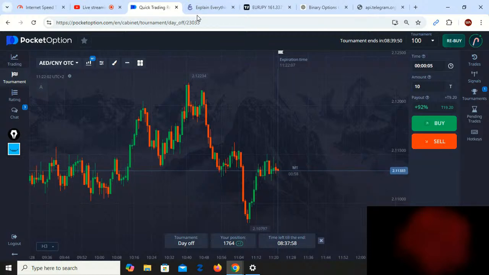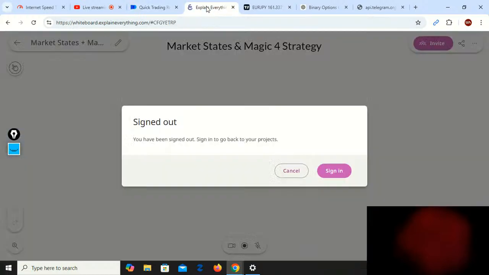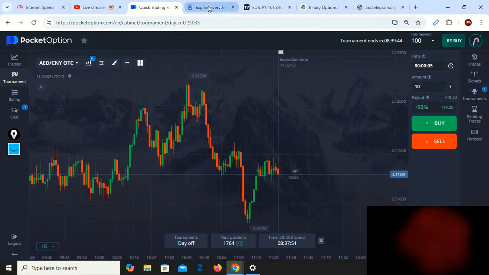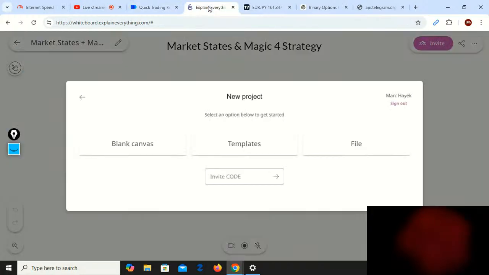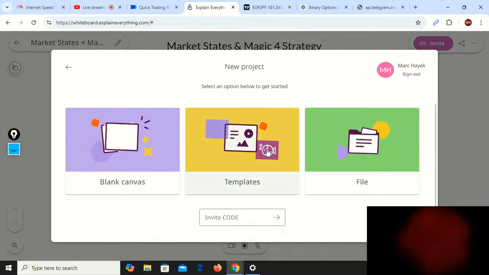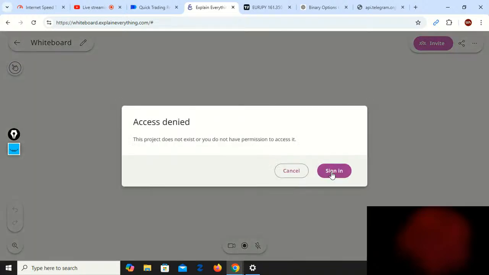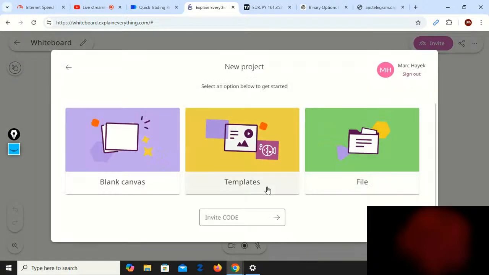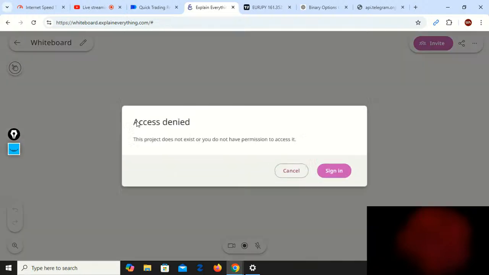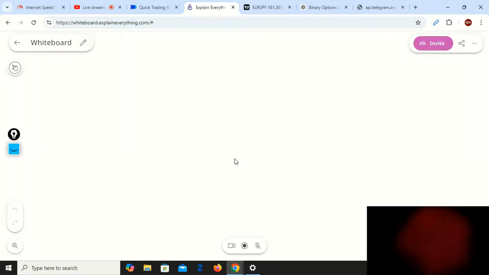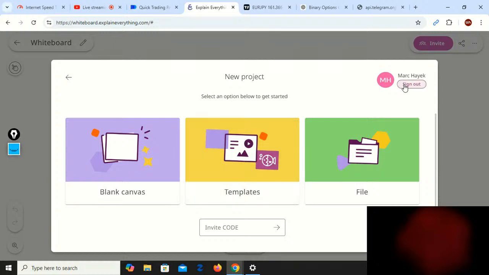That out of the way, let's move to our whiteboard. Oops, hold on. To explain this beautiful, effective, and extremely powerful strategy. Cancel. Come on. Let me sign out and sign in again. No problem.